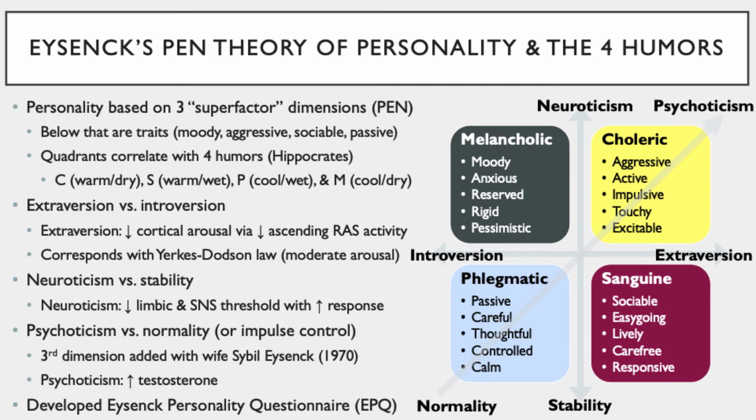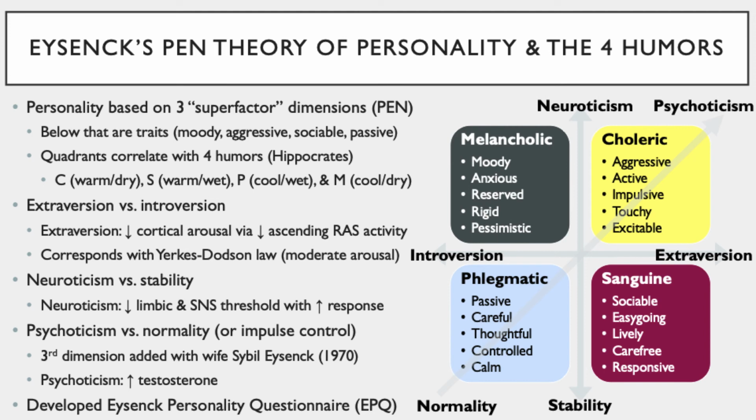These 4 quadrants also correlate with the ancient Greek theory of the 4 humors, which is popularly associated with Hippocrates. Their belief was that the strength of various fluids in the body, known as humors, directly affect an individual's temperament and health. The 4 types correlate with these humors and are based on the intersection of temperature and humidity.